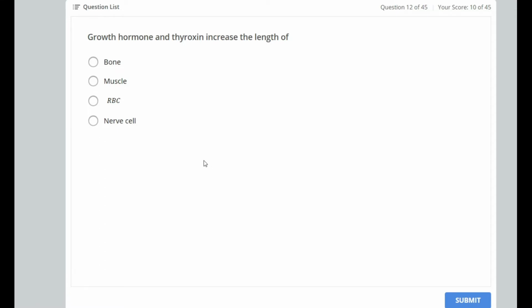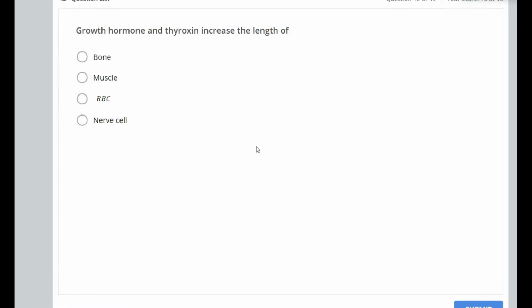Growth hormone and thyroxine increase the length of bone, muscle, RBC, nerve cell. Option B, muscle is the right answer.